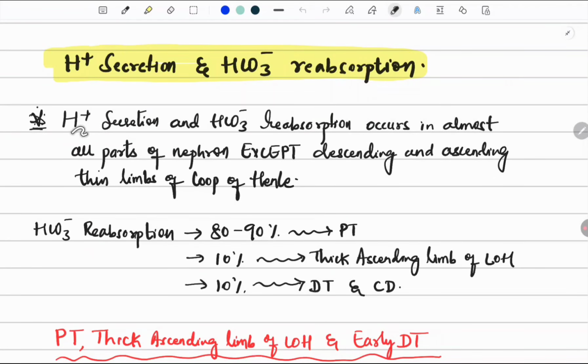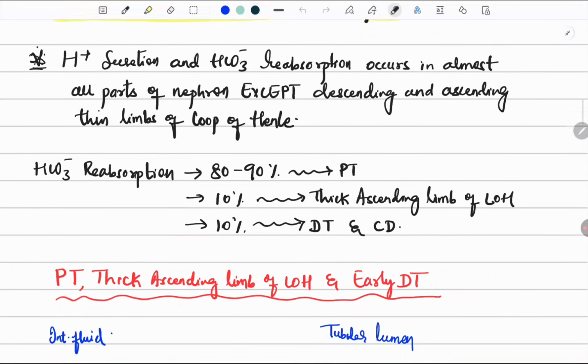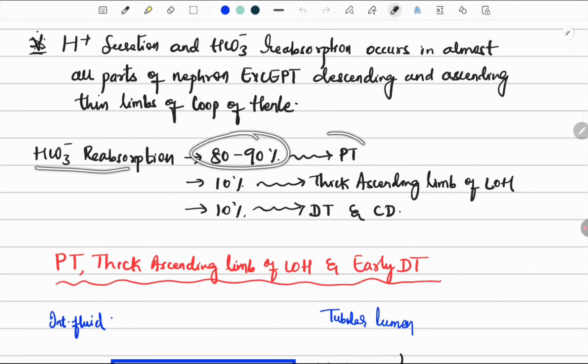Now remember that H plus secretion and bicarbonate reabsorption occurs in almost all the parts of the nephron except the descending and ascending thin limb of loop of Henle. And of the bicarbonate reabsorption, almost 90% occurs in the proximal tubule, another 10% occurs in the thick ascending limb of loop of Henle, and the remaining 10% occurs in the distal tubule and the collecting ducts.